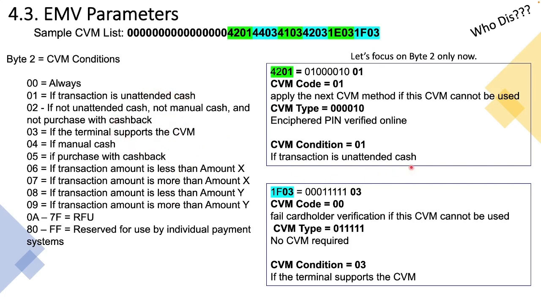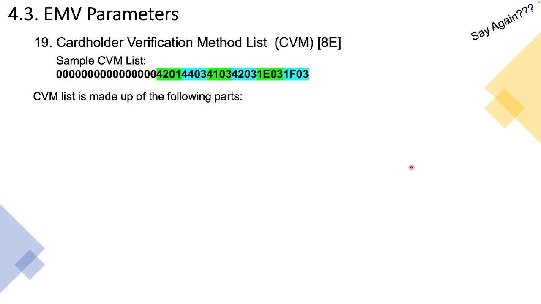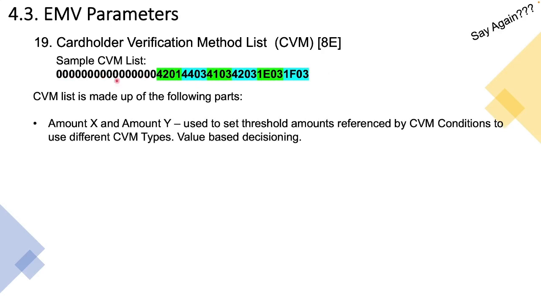Okay. So we're just going to recap very quickly, because we've spoken quite a bit about the CVM list. We said a sample CVM list looks something like this. It's made up of the following parts: first 4 bytes amount X, second 4 bytes amount Y, and you can use these as threshold amounts referenced by the CVM conditions to use different CVM types. Okay, so it's value-based decisioning, basically.